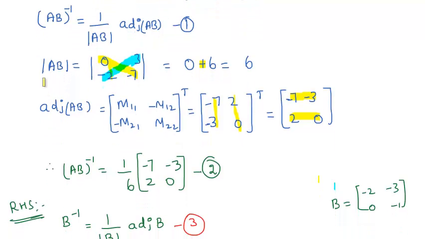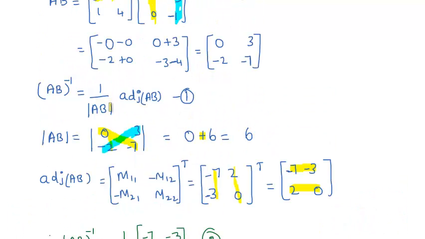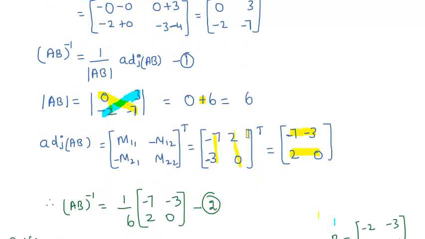So first let me calculate the determinant of AB. We already calculated the value of AB, so we have to take its determinant. How do we solve the determinant for a 2 by 2 matrix? You can apply the cross multiplication rule: 0 into -7 you will get 0, and then -2 into 3 gives -6, so minus of that gives plus 6. So totally you will get 6.